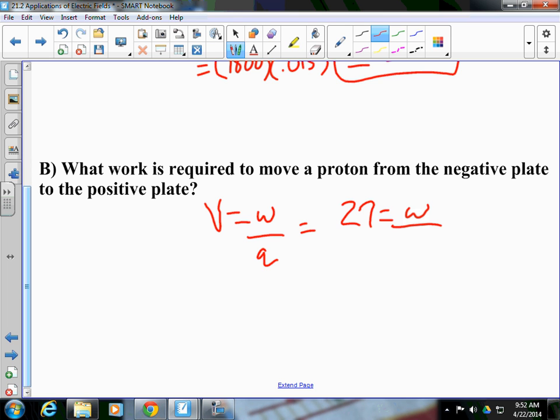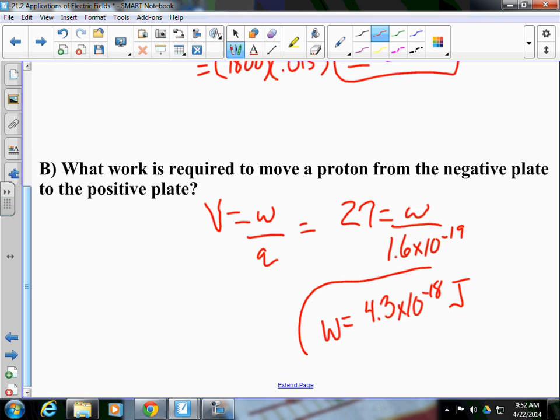Now remember, Q is a charge, and the charge of a proton or electron is the same. Proton is positive, and that charge is 1.6 times 10 to the negative 19th. We're going to multiply those two numbers together, and the work done by that single proton is going to be equal to 4.3 times 10 to the negative 18th. Remember that our unit for work is joules, and that is our answer.